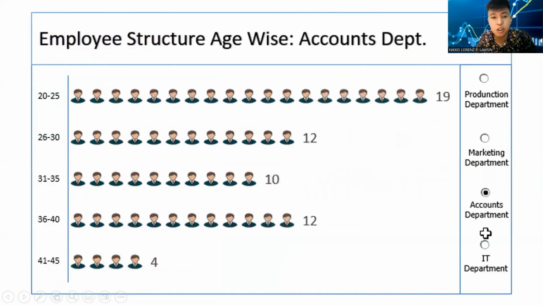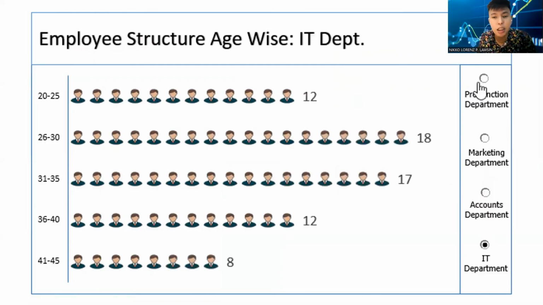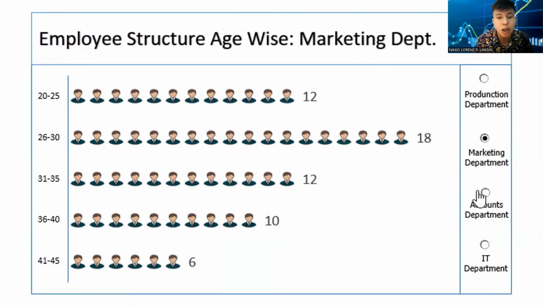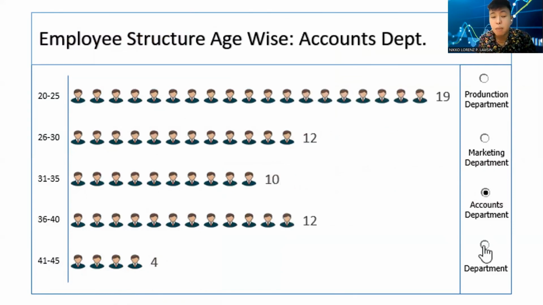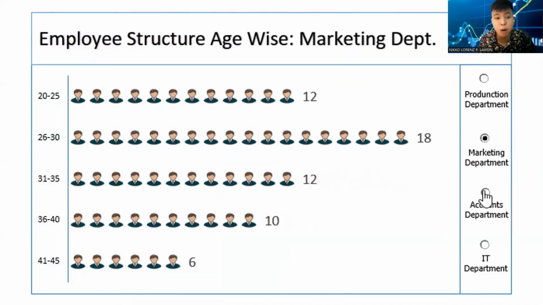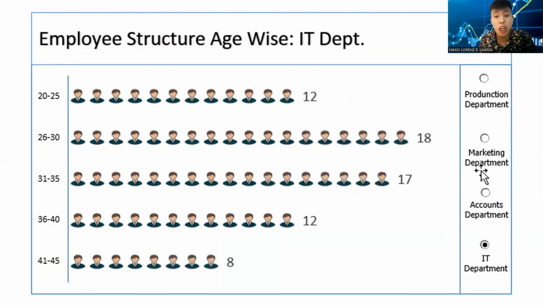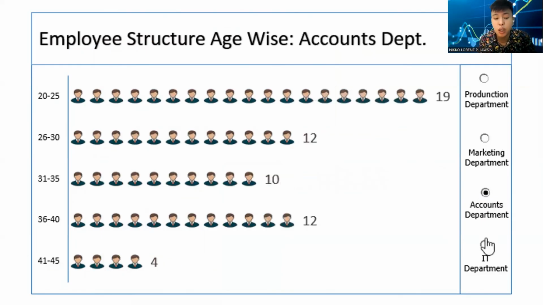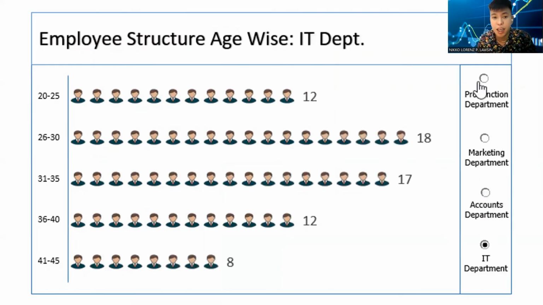Another GIF that I've seen online compares the age groups of the people coming from different offices: production department, marketing department, accounts department, and IT department, across their age groups from 20 to 25, 26 to 30, 31 to 35, 36 to 40, 41 to 45.